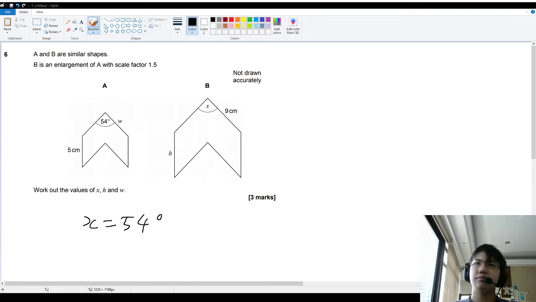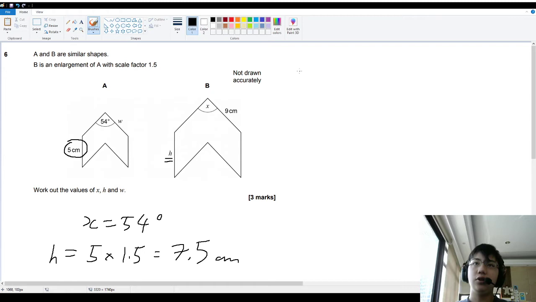To figure out the length of H, we know that B is an enlargement of A with scale factor 1.5. So H is equal to this length on shape A, which is 5 centimeters, times a scale factor of 1.5, which gives us 7.5 centimeters for this length, the length H.